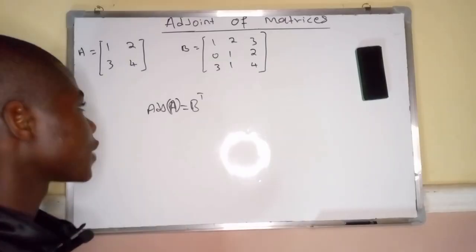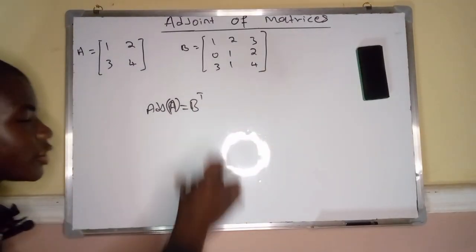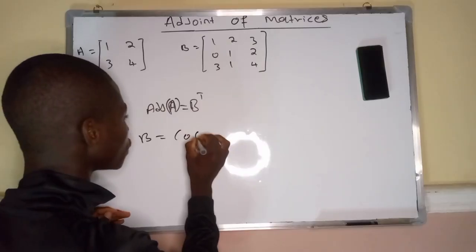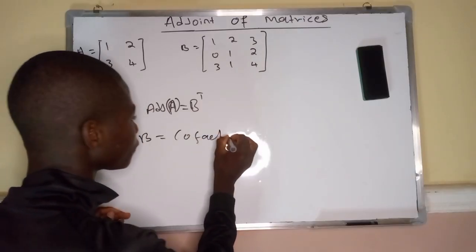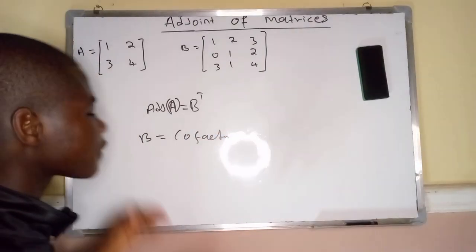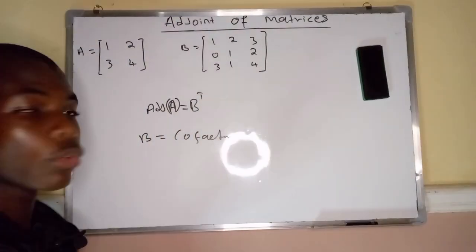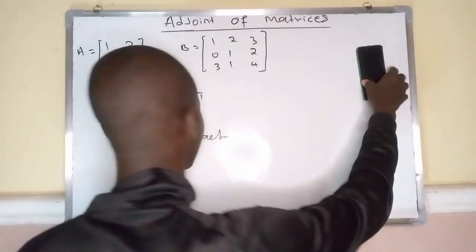So the adjoint of this matrix is equal to B transpose. What does B stand for? B stands for the cofactor. After finding the cofactor, you have to transpose the matrix so that you can find the adjoint of your matrix.